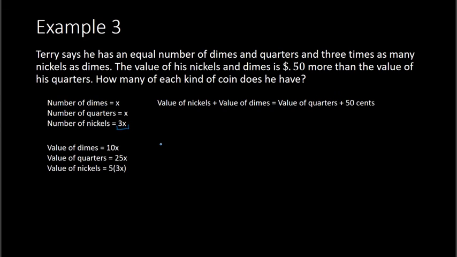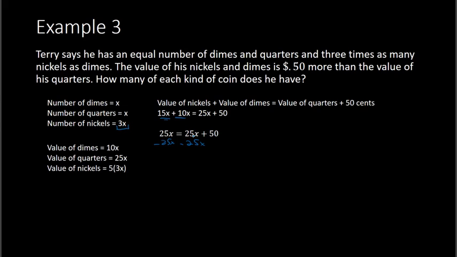And I could plug in the different values. So value of nickels was 5 times 3x, which is 15x. Value of dimes is 10x. So we have 15x plus 10x equals value of his quarters, which is 25x, and then plus 50. So from here I can solve. 15x plus 10x is 25x. And then I bring the 25x to the same side. I can subtract to bring it over.